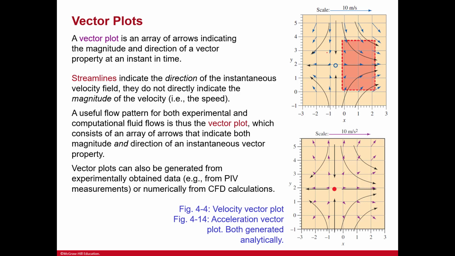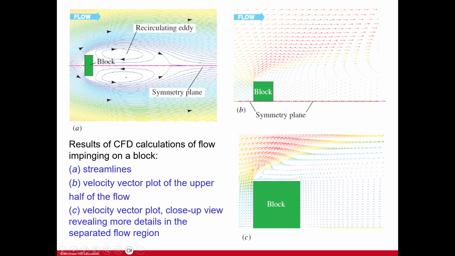Okay, so a useful flow pattern for both experimental and computational fluid flows is the vector plot, and it has all of those arrays of arrows. And here, vector plots can be generated from experimental data, PIV measurements, or numerically from CFD, because remember, when we're looking at streamlines, those are mathematically derived.